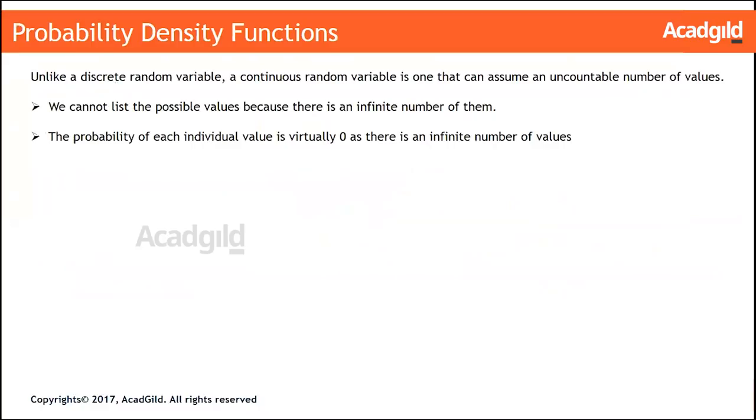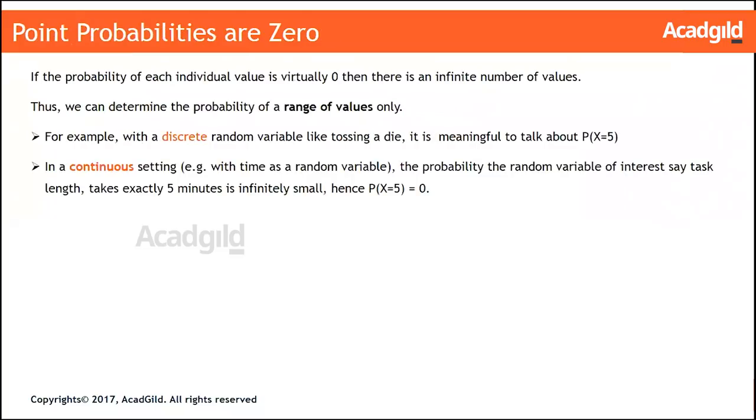So the probability density function for a continuous random variable can assume an uncountable number of values, and we cannot list the possible values because there are infinite number of them, as we have already discussed. And the probability of each value is virtually zero, as there are again infinite number of values.